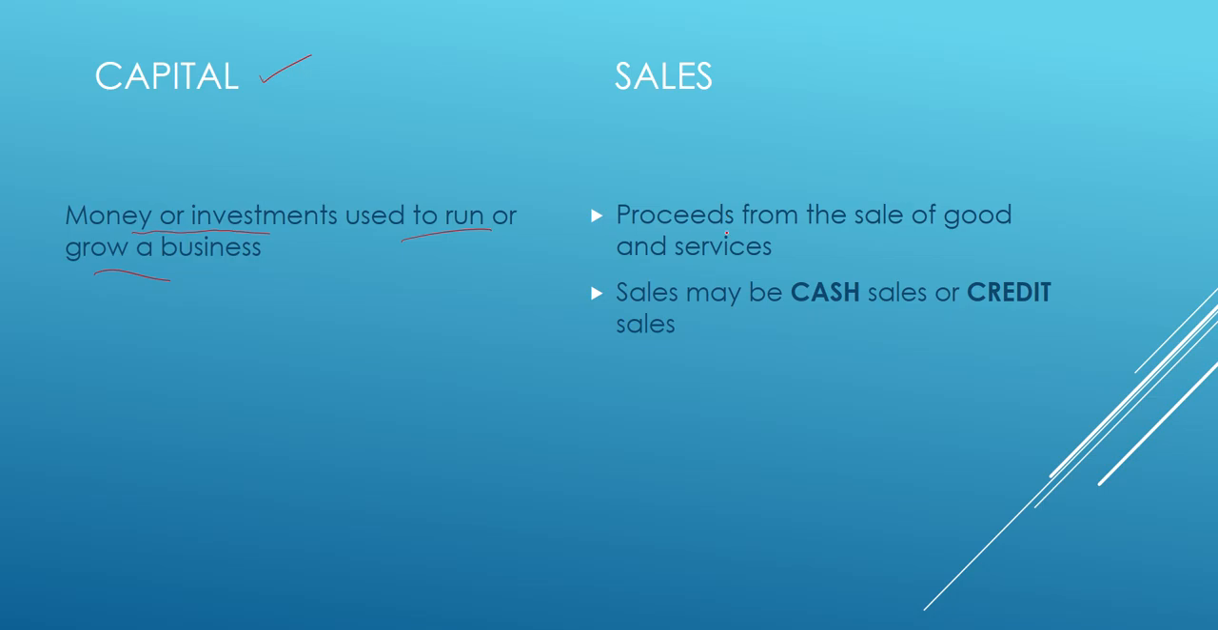Then what is sales? Proceeds from sale of goods or services. The company will definitely manufacture some goods or services and sell them to the customer, right? So whatever money you get out of that is nothing but your sales. The sales may be cash sales or credit sales. When I make a sale and get the cash immediately, it is called cash sale. When the company does a sale today and the customer pays after a month or after 10 days, it is called credit sales. They don't pay you immediately. Such types of sales are called credit sales.